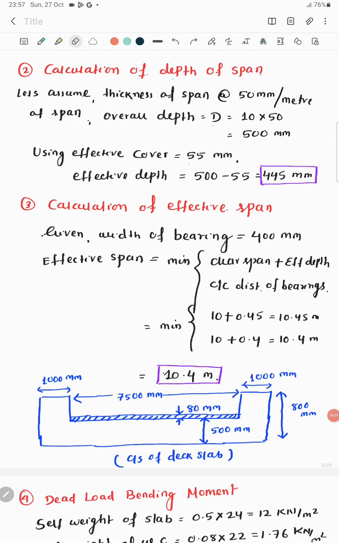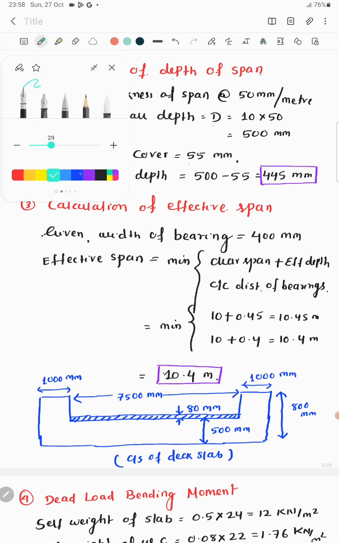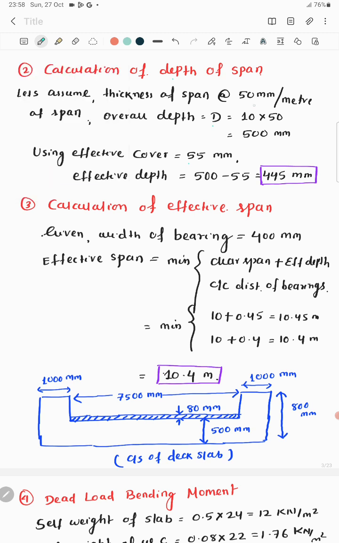The next step is calculation of depth of slab. By assuming the thickness of slab at a rate of 50 mm per meter of span, the overall depth is calculated as 50 into your span length, that is equal to 10. So total we got 500 mm. If we use effective cover of 55 mm, then the effective depth will be the total overall depth minus effective cover, that is equal to 445 mm.